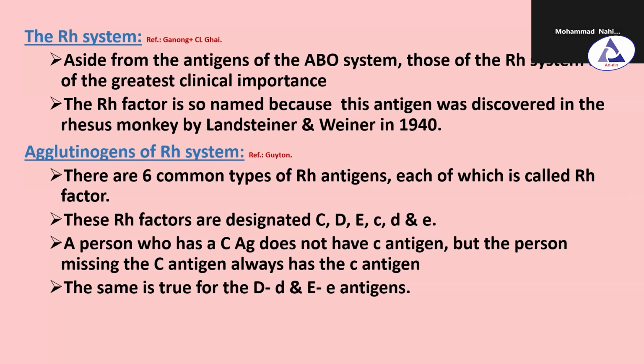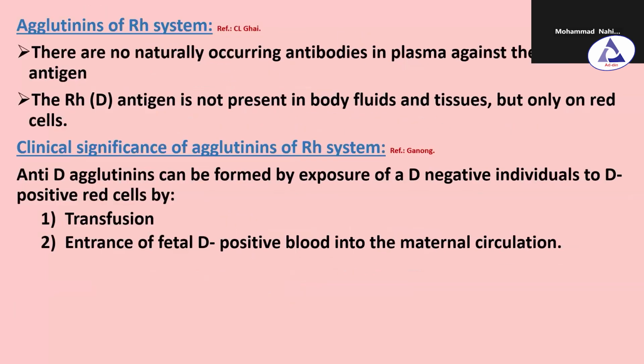And which one is it? It is the capital D. Capital D will be considered as the RH antigen. If the capital D antigen is present on your red cell membrane, we will call it RH positive blood. And if the capital D antigen is absent on your red cell membrane, we will call it RH negative blood.